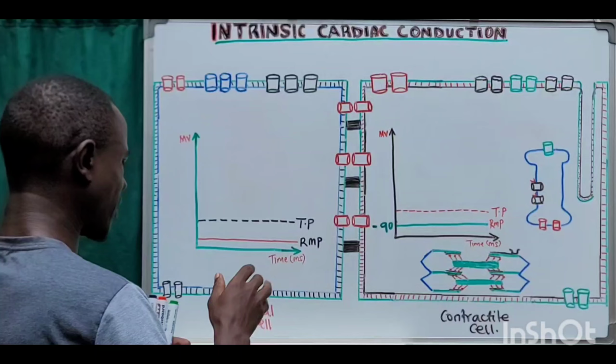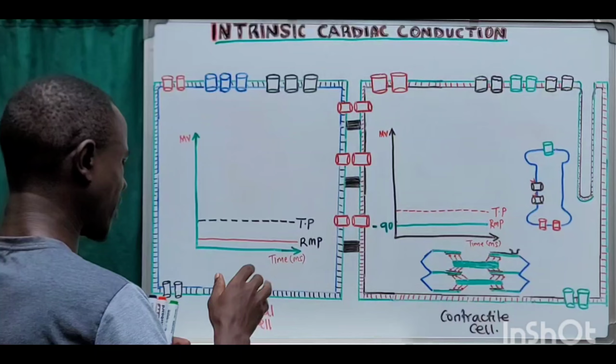Generally for the contractile cell, the resting membrane potential is around -85 to around -90 millivolts. So this time, I'm going to be using around -90 millivolts. This is the resting membrane potential for the contractile cell. Now, for the nodal cell, this autorhythmic conducting cell, its resting membrane potential is not stable.